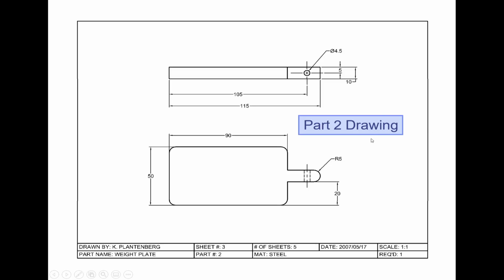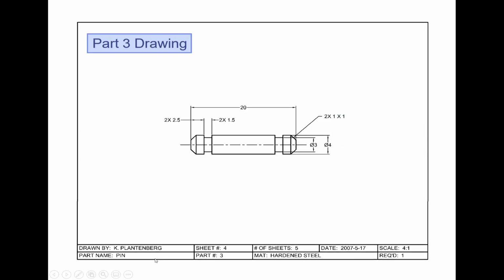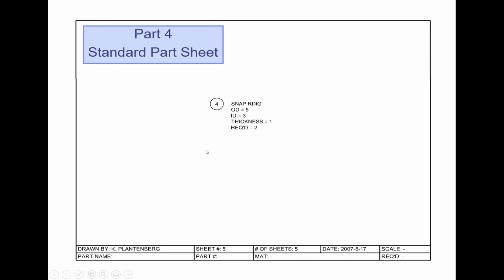And then this is the detail drawing for the second part, the weight plate. And the detail drawing for the third part. If you look at the third part, why is there only one view? Because it is a type of pin. There is no need for many views because the pin is common. Just by this side view, we can know the required dimension. And part number 4 is the snap ring.